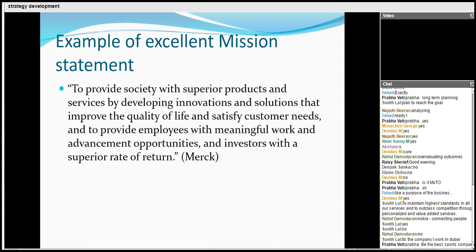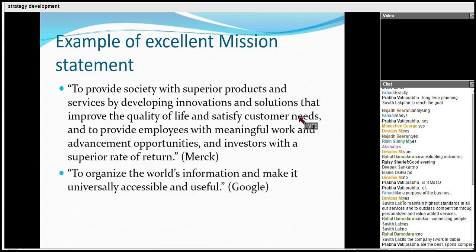Merck's mission is to provide society with superior products and services by developing innovations and solutions that improve the quality of life and satisfy customer needs, and to provide employees with meaningful work and advancement opportunities, and investors with a superior rate of return. Now, I'm going to tell you why this is a very great mission statement, because it addresses all key issues. We're going to look at it again in detail.